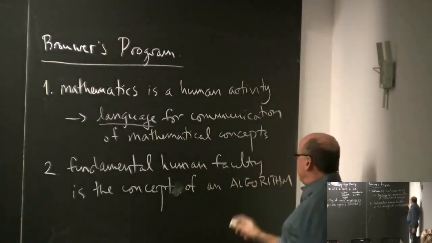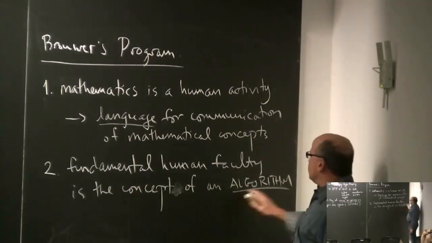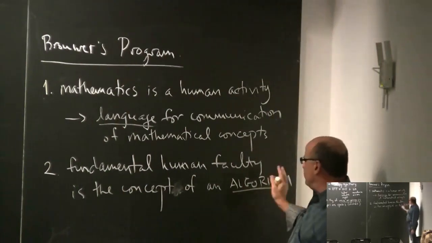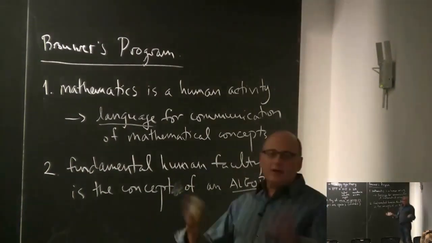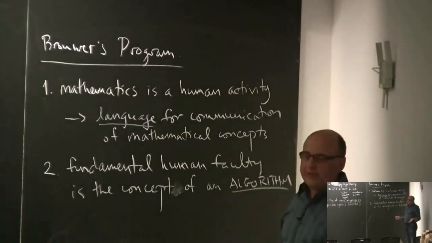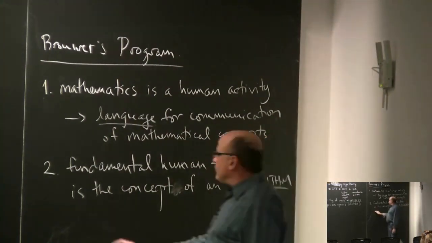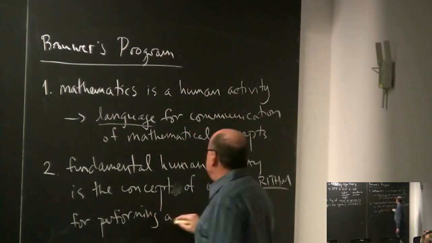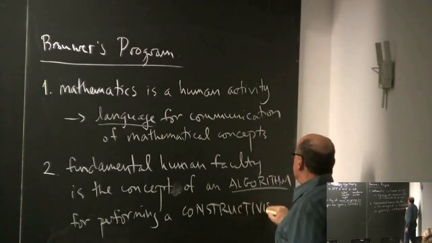Brouwer didn't use the term algorithm to my knowledge. I'm not even sure it had been coined at that point, since this was work he did in the first third of the 20th century. But it's based on the concept of an algorithm. The basic premise is that what all people, by virtue of being people, are capable of doing is following a step-by-step procedure. By giving you a step-by-step procedure for accomplishing something, for executing, for performing a construction, we get the idea that Brouwer's program is also called a program of constructivism.